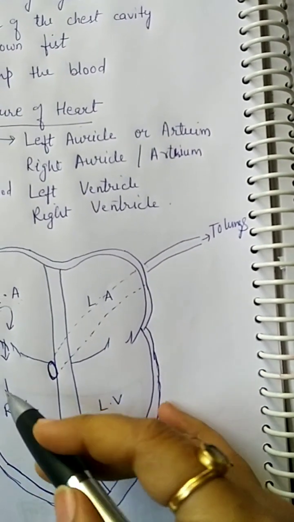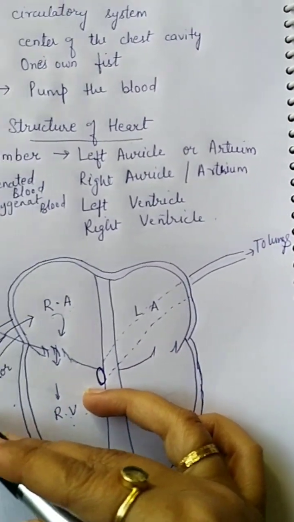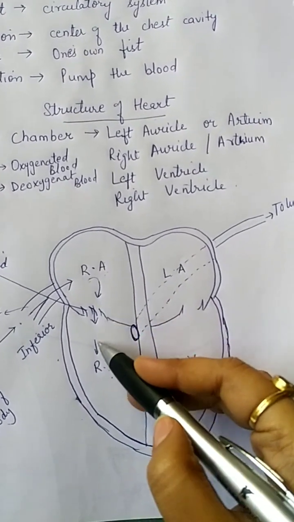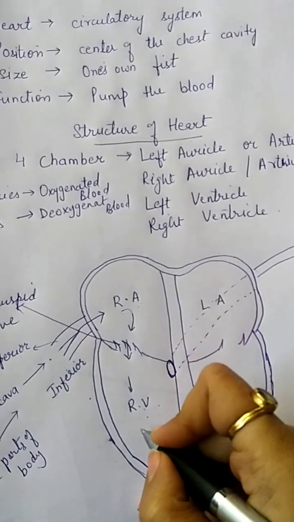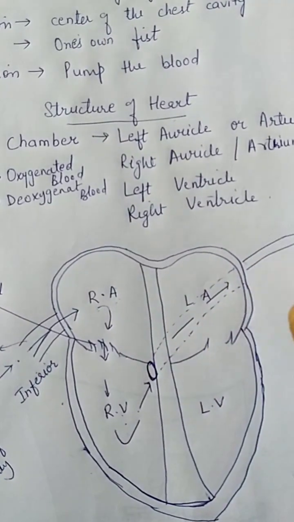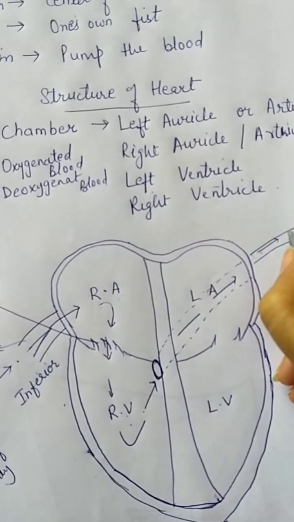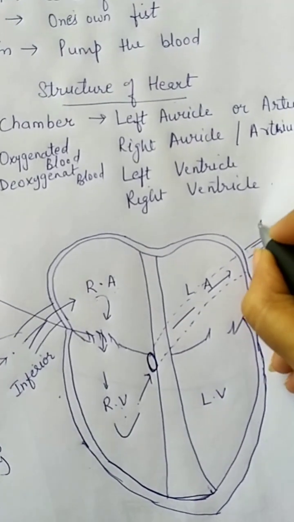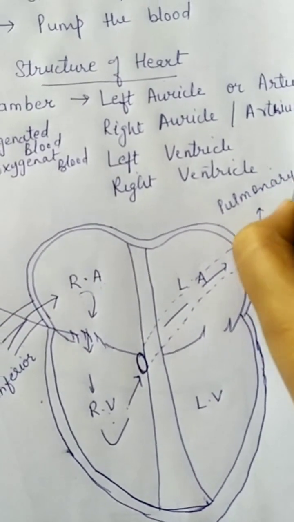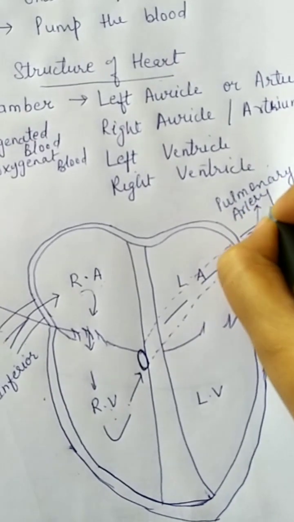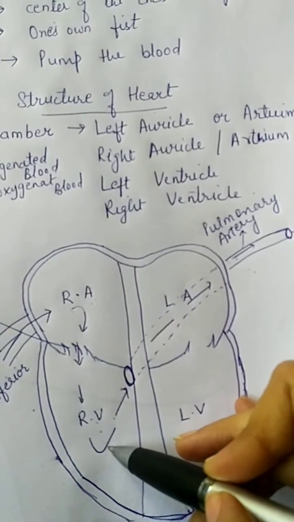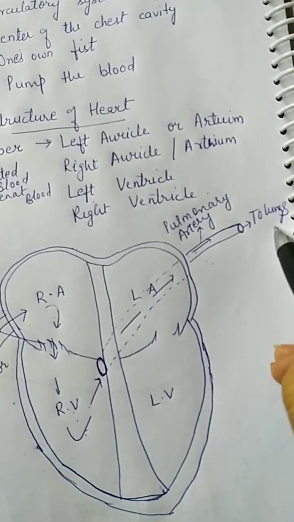Okay, so the blood flows from vena cava to right auricle. From right auricle, it goes to the right ventricle through tricuspid valve, and from right ventricle, the blood flows to the lungs through pulmonary artery. Okay, so pulmonary artery carries deoxygenated blood from right ventricle to the lungs.